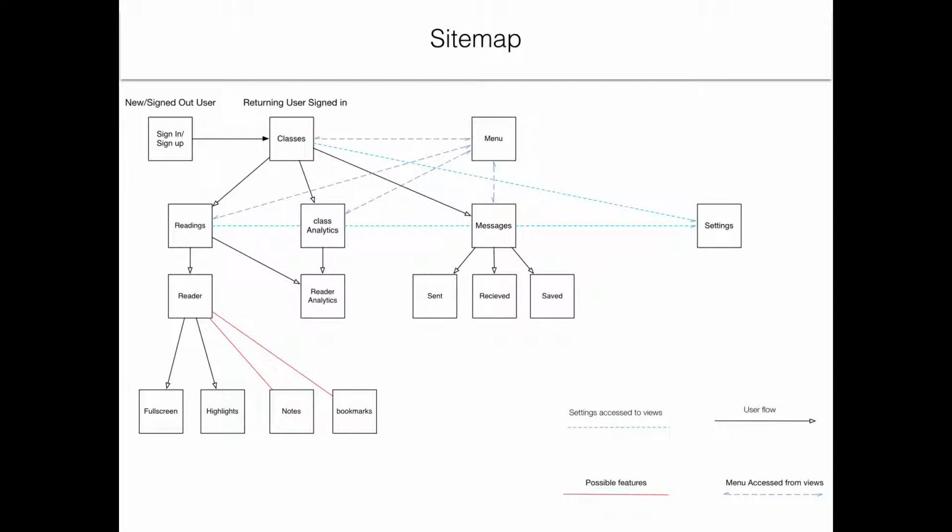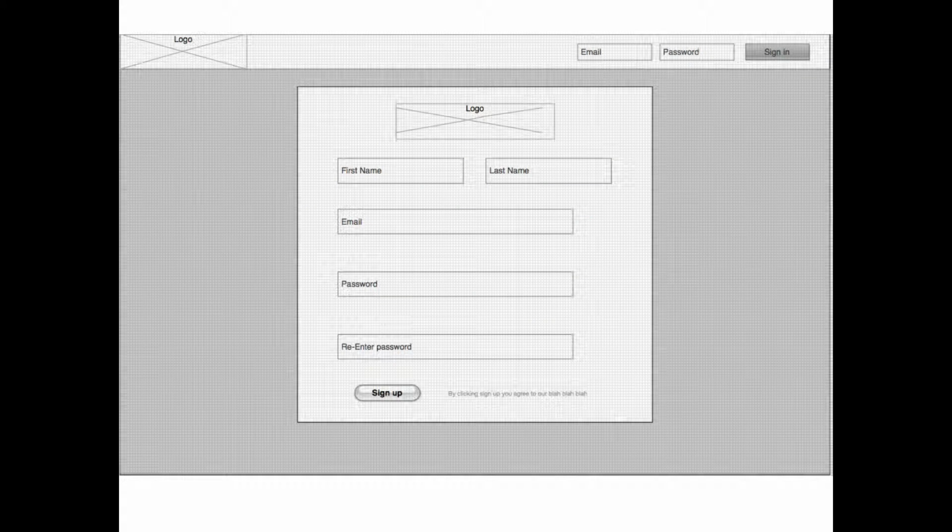This just lays out the basic structure of how the user is going to flow through information, except this sitemap is showing the readings and the class analytics. We still haven't really spoken about class analytics, so for the web version at least, there hasn't really been any space created for that. Okay, so here's your basic sign up page.